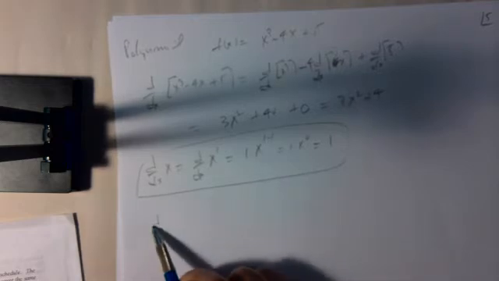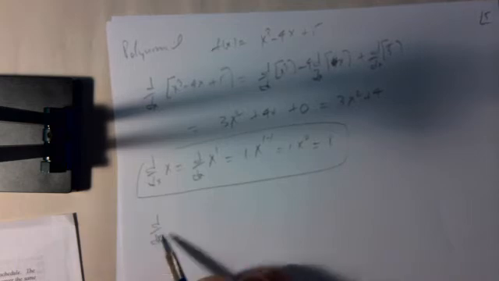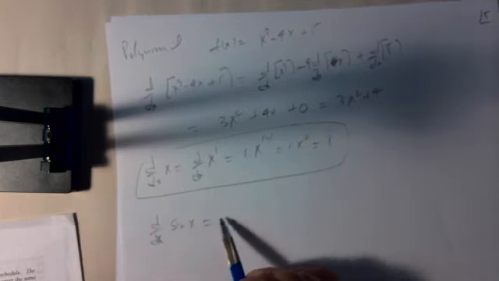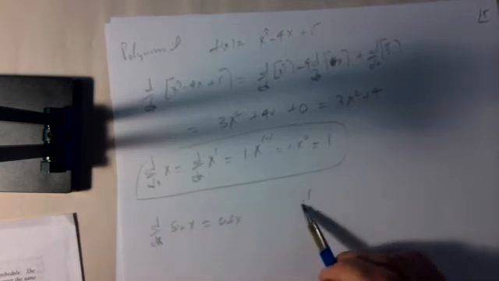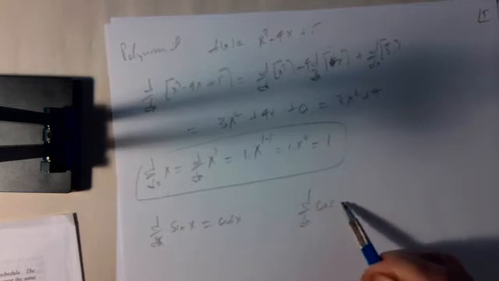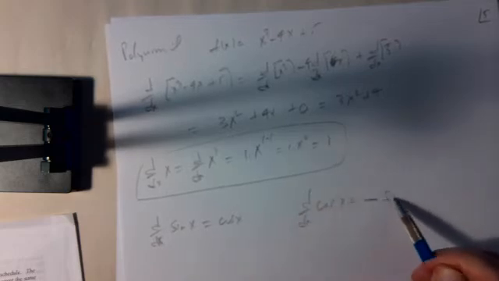What about trig functions, sines and cosines? Two very important formulas are that the derivative of the sine is the cosine, and the derivative of the cosine is minus the sine.